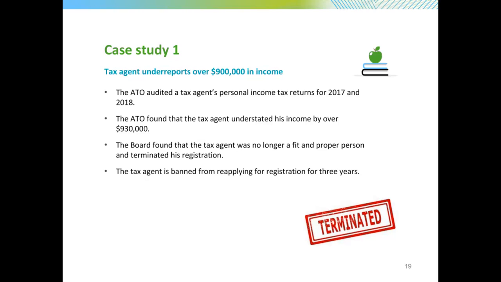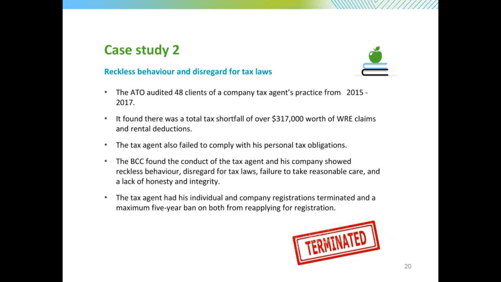The Board Conduct Committee was very concerned about this sort of behaviour, and the company tax agent practice was found to have shown reckless behaviour, disregard for the tax laws, failure to take reasonable care, and showed a lack of honesty and integrity. The board terminated both the individual and the company registrations and imposed the maximum 5-year ban on both the individual and the company from seeking re-registration with the TPB.